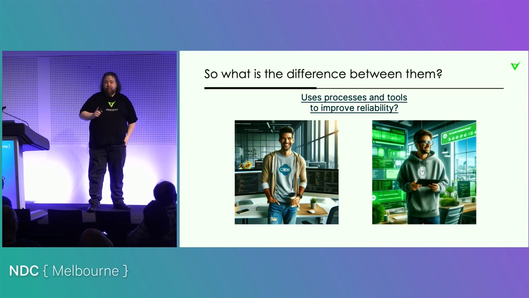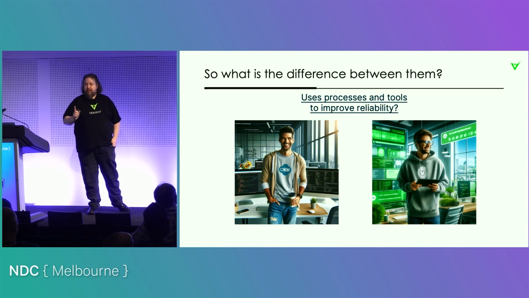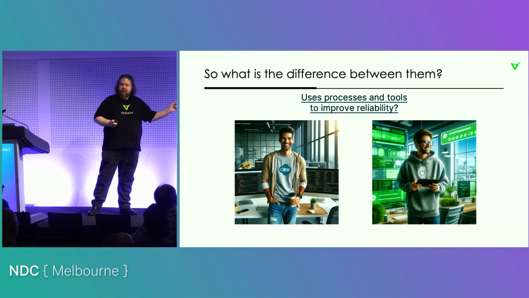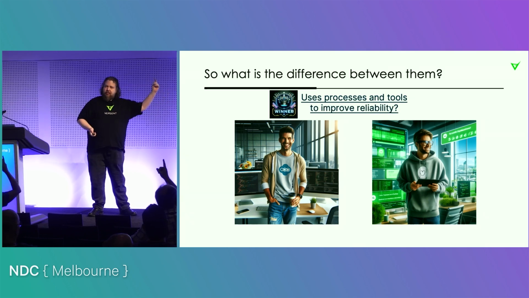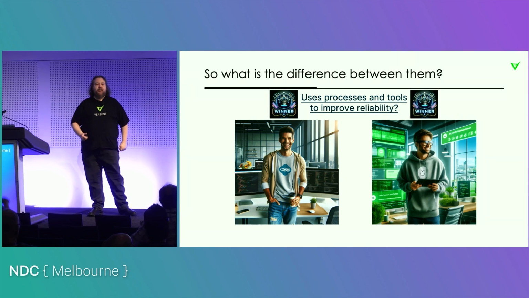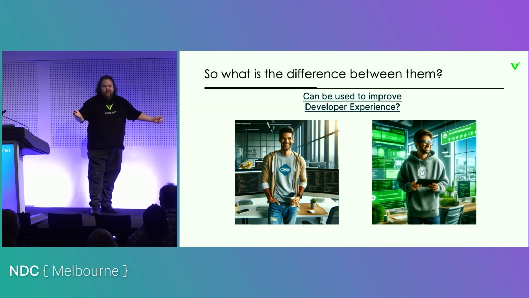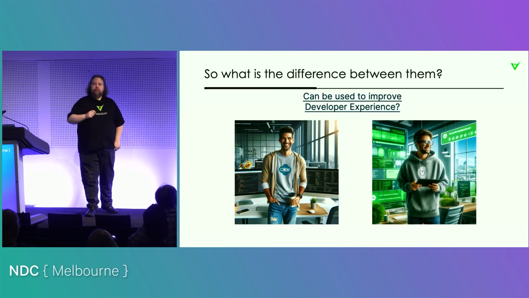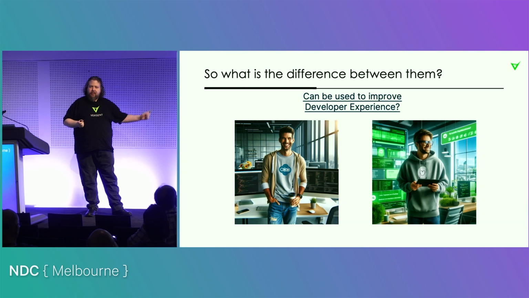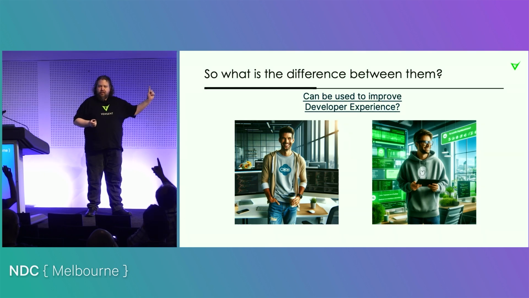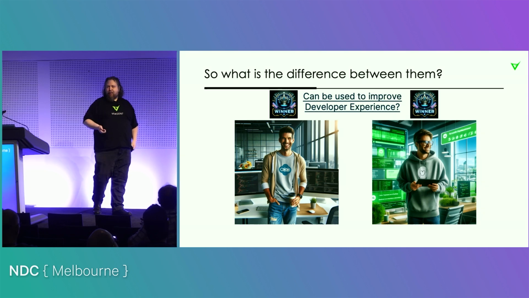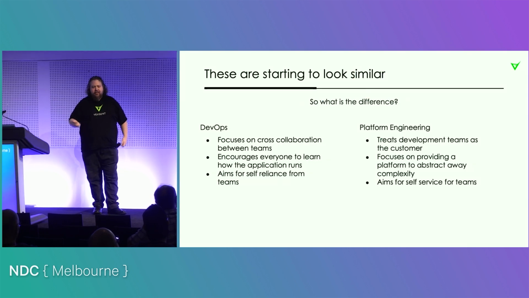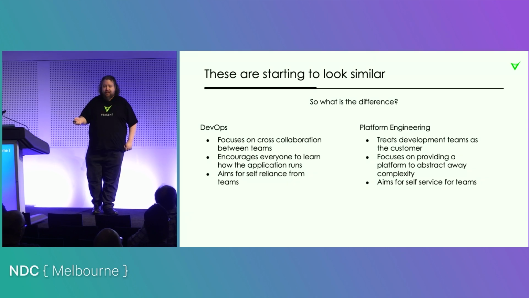Okay, and who uses processes and tools to improve reliability? DevOps and platform engineering. And lastly, can be used to improve the developer experience. DevOps, platform engineering. And you're catching on, it's both. So they're starting to look really similar now. So really, what's the difference here?